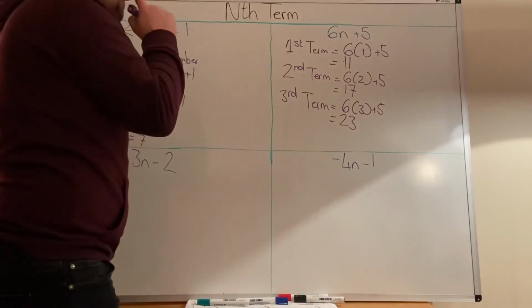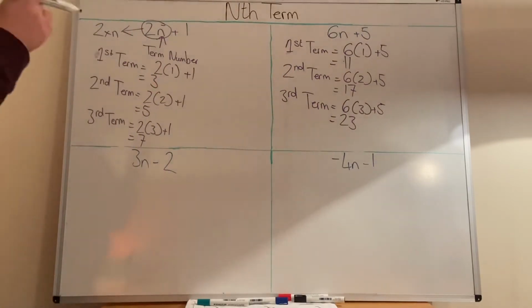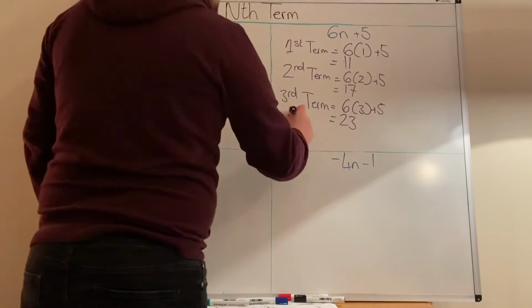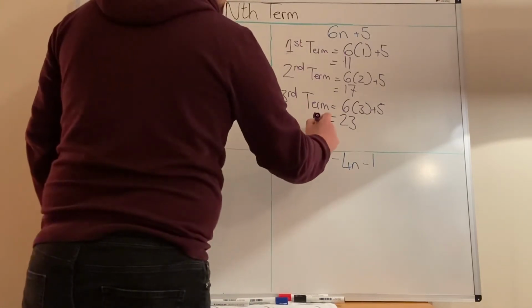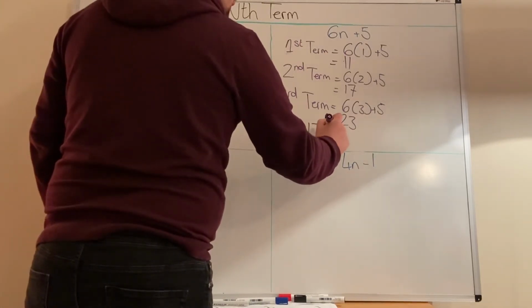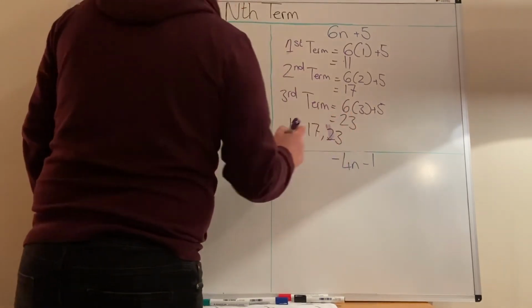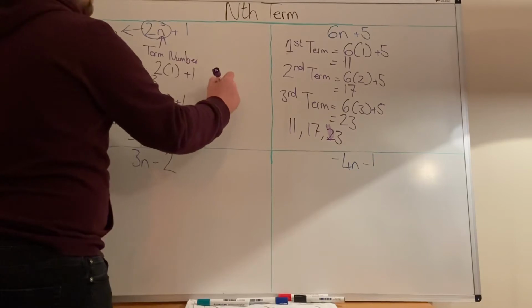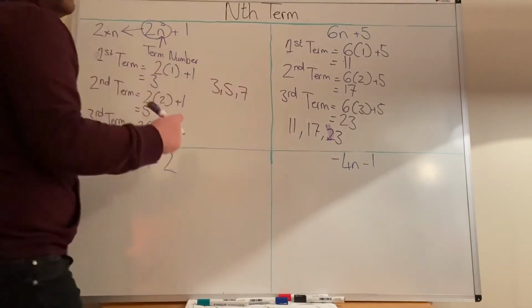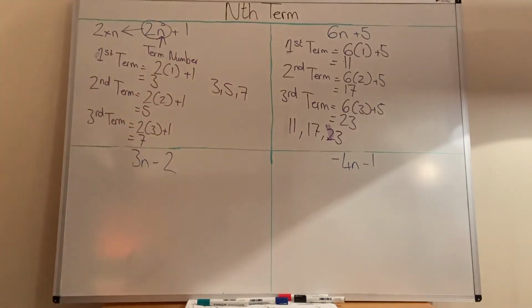Now what you need to do when you finish, and we didn't actually do it on this one, so we'll go back and change that in a second, is write out the sequence as it needs to be. Finish the question by answering it. Not 3 there, it needs to be 23. Here, the sequence was 3, 5, 7. Remember to actually answer the question.